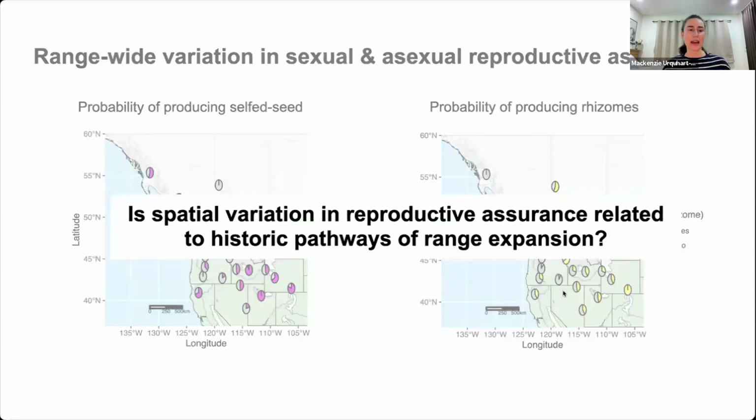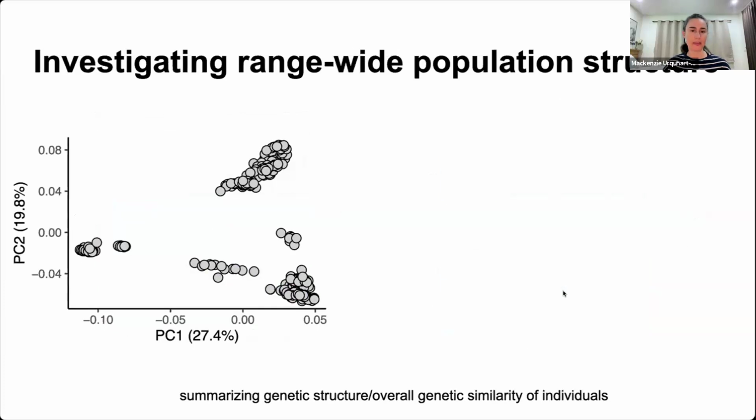Given this, next we asked whether this spatial variation in reproductive assurance was related to historic pathways of range expansion. For our phylogeographic analysis, our first step was to summarize population genetic structure to identify whether there was evidence of multiple refugia contributing to historical range expansion.